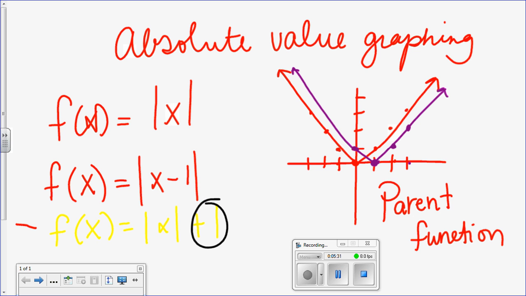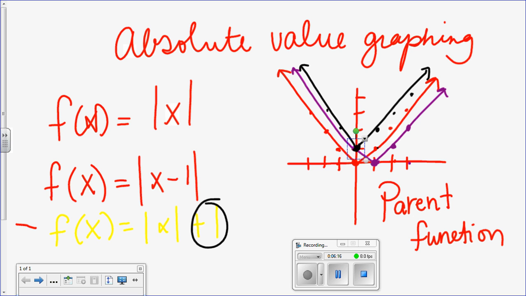So let's look at this one. If I take the parent function, which is the red one, the absolute value of 0 is 0. But then I add 1 to it, so it's going to be right here. If I take the absolute value of 1, that's 1, and I add 1 to it, then it's going to be up here at 2. 2 is now at 3. 3 is now at 4. Negative 1 is now moved to 2. Negative 2 is moved to 3. So it takes our parent function and moves it up 1.